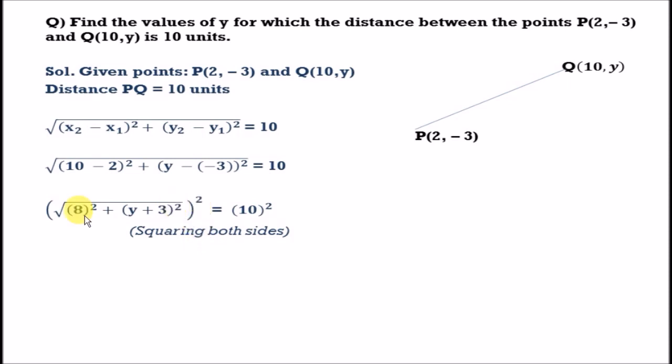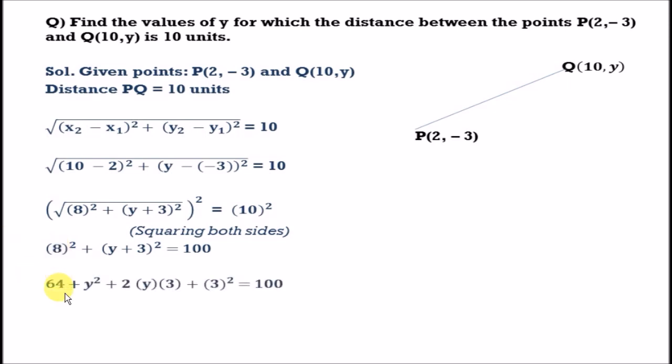So the square will cancel the square root from the left hand side. The quantity that will be left will be 8 square plus (y plus 3) square. The square root has been removed by the square, equals 10 square, 10 tens are 100. So now let us expand the quantity.